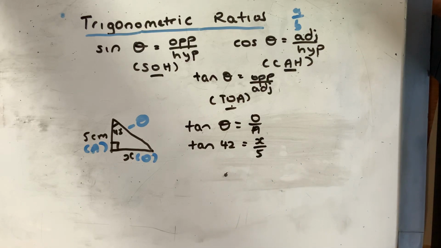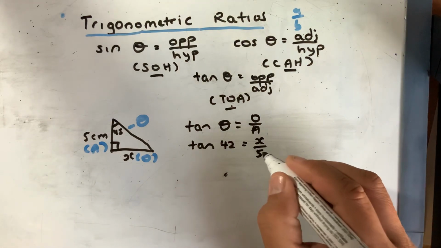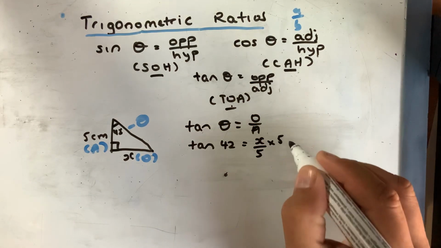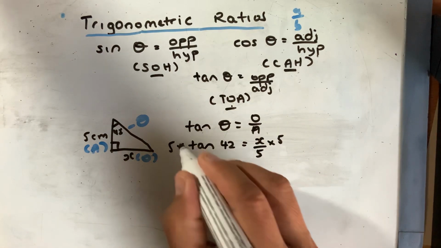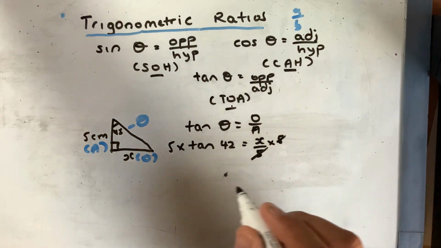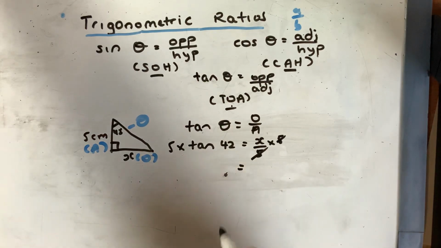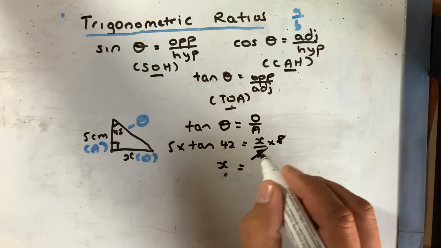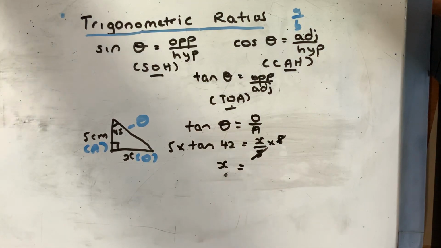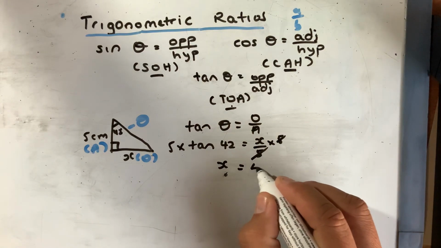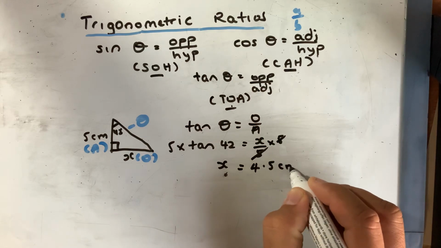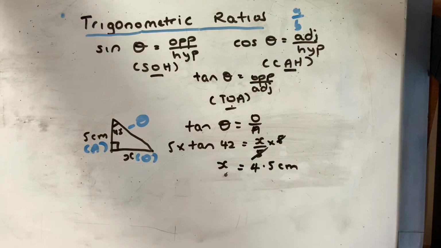Now what do you do? Now you are just going to get rid of the 5. You just multiply by 5 here. Multiply by 5 here. The 5 will cancel out. Put in your calculator, and I've done it beforehand. So X equals 5 tangent 42. And the answer is 4.5 centimeter long.